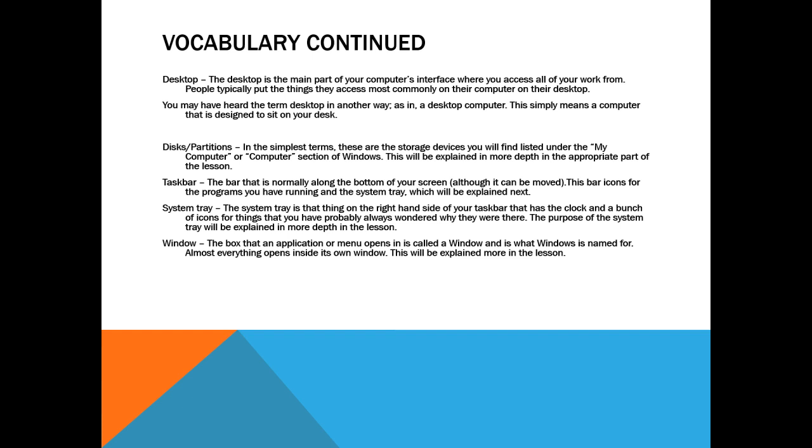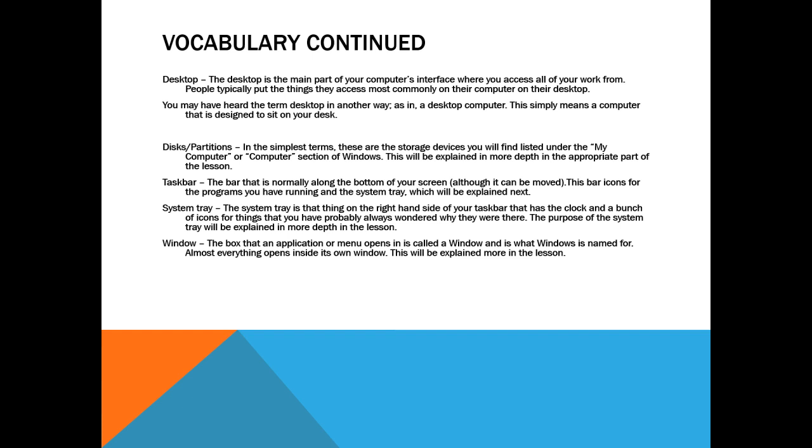The taskbar is the bar that runs along the bottom of your screen. Normally, it can be moved to any of the other sides of your screen. The bar has icons on it for programs that you have running, and it's also got your system tray, which will be explained in the next definition, and it also has its own section dedicated to it.